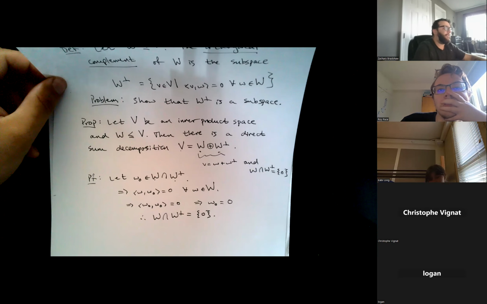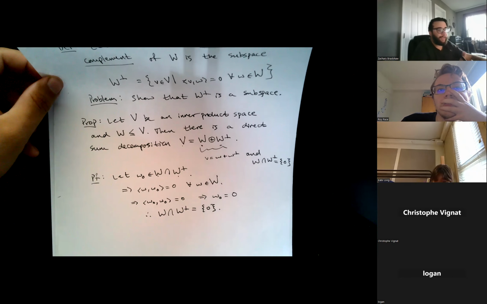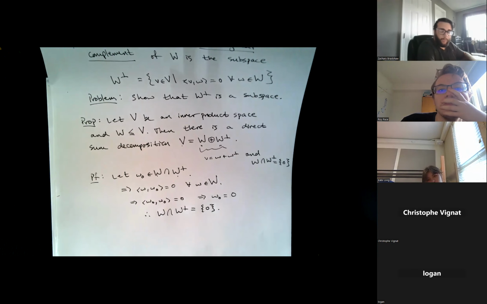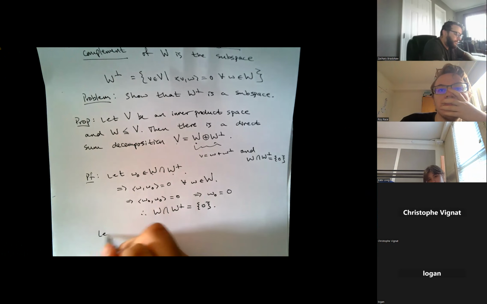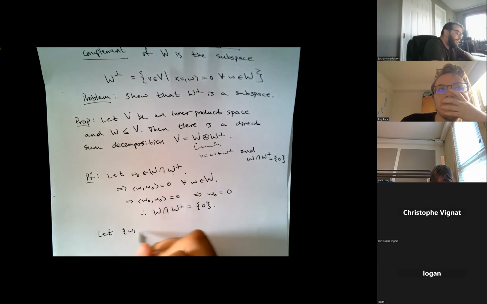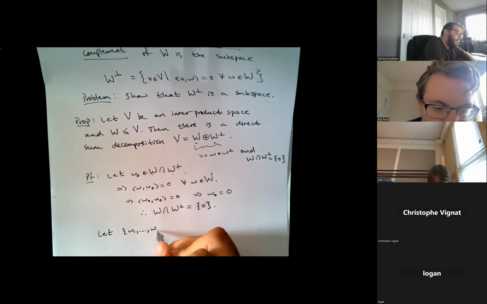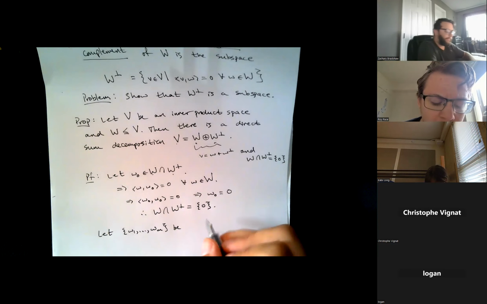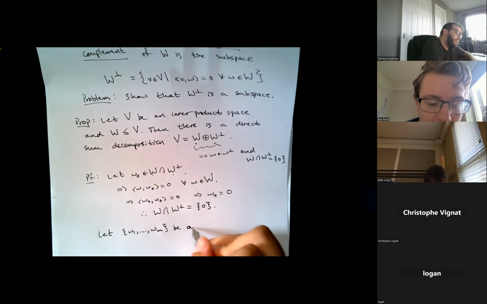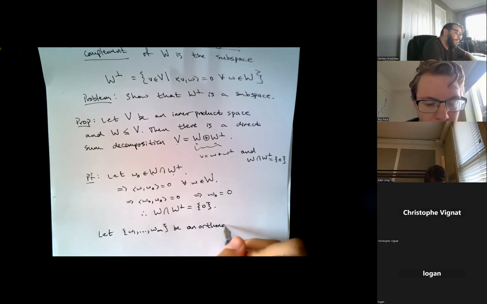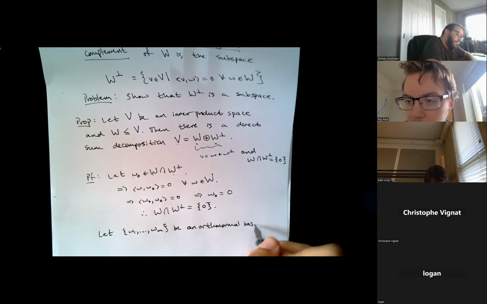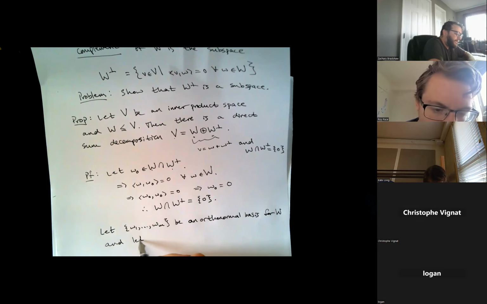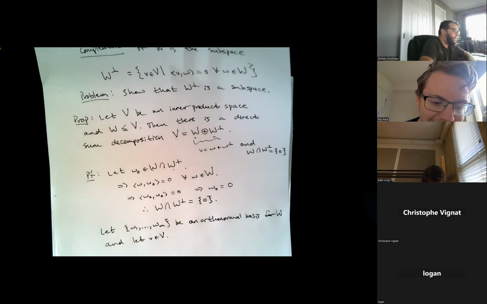Now we have to show that an arbitrary element of the vector space V can be written as an element of W plus an element of W perp. We're going to need a basis for W. Let w1 through wm be, do I need anything special here? I think I need this to be an orthonormal basis. And let v be an element of V.